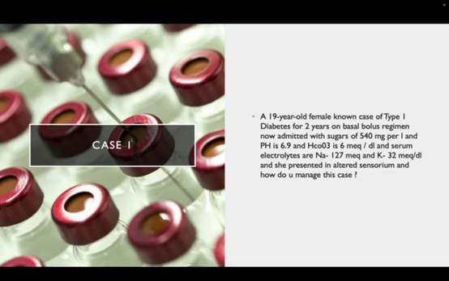So we should count the last 6 hours of insulin infusion. Let's say 1 unit per hour is the last infusion rate. So for 6 hours it's 6 units. For 24 hours, it's 6 into 4, 24. So 80% of it for 24 hours comes to around 20 units.